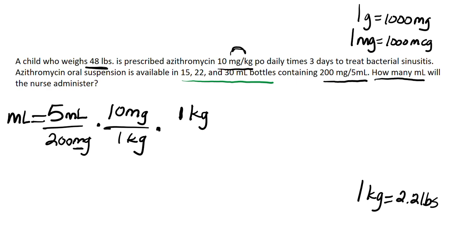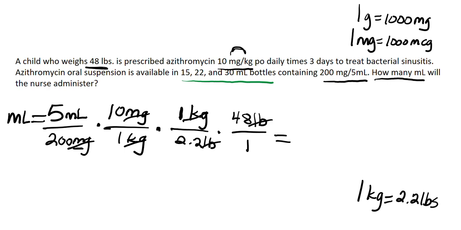So we plug that right into our problem. 2.2 pounds. Then that cancels out our kilograms, and our milligrams we've already canceled. We still have pounds hanging in here, but we're going to plug our child's weight right into the problem. If you need to put a 1 there, you can. Now our pounds can cancel out, and we're still left with our milliliters, right? And that's what we're looking for. So now we can solve.